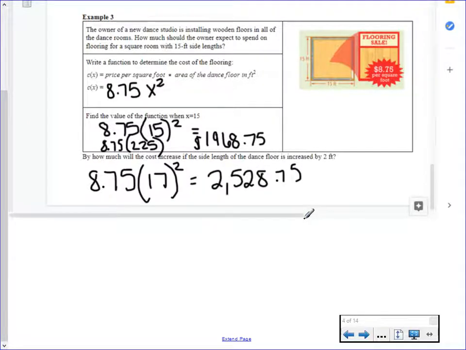Hey, so this is actually not the answer to this question because it asks how much it would increase, how much the price would increase. Obviously, it's more expensive if you add more feet, but I want to know exactly how much it increases from adding the 2 feet. So you would take the bigger number minus the smaller number. What did you say? 560.